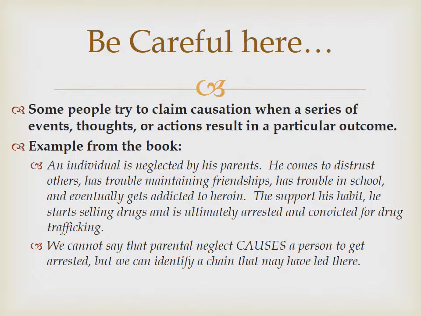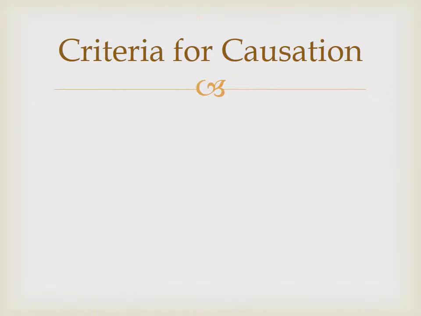We cannot say that parental neglect causes a person to get arrested, but we can identify a chain that may have led there that could start with parental neglect and end with getting arrested. But there are many things in between. There are a lot of variables involved. That is not a causal relationship. There, in fact, is very specific criteria to determine if there is a causal relationship, and it's very strict.